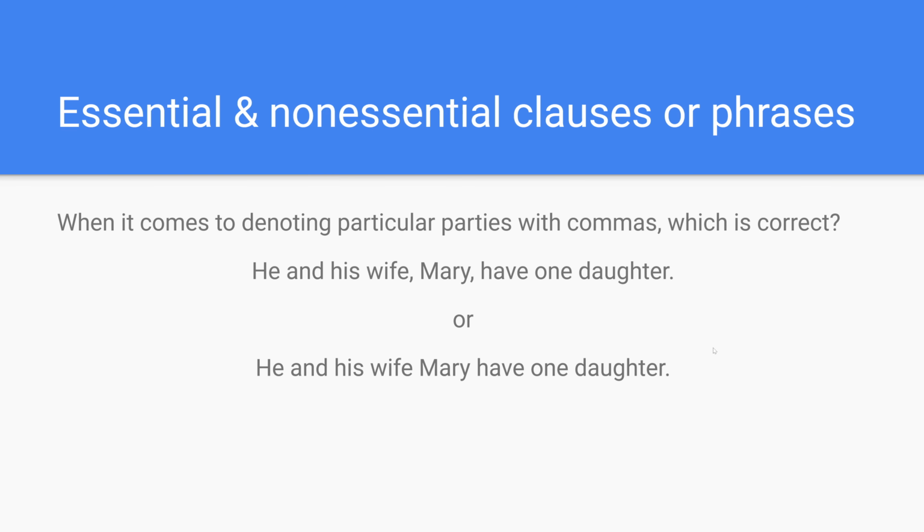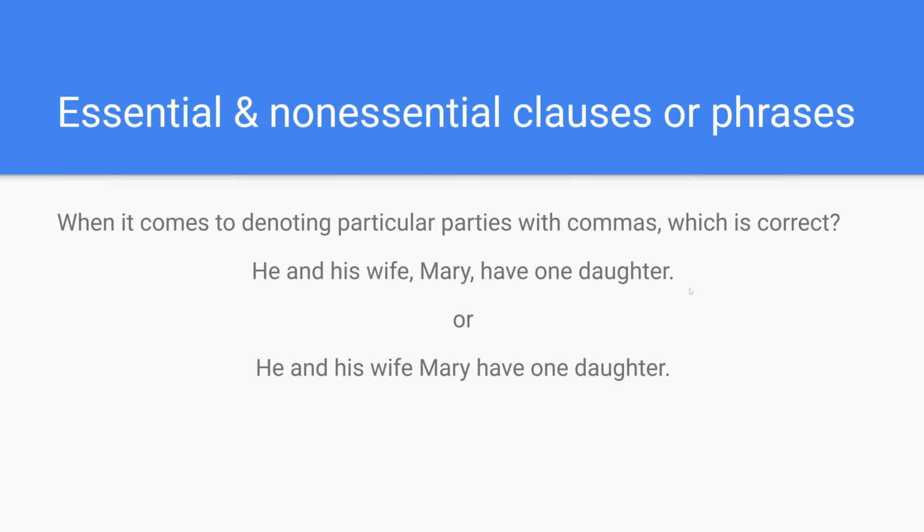Now, here's another one, essential and non-essential clauses or phrases to review. Let's look at the sentence, he and his wife Mary have one daughter. Now, the question here is, does the word Mary, so this person's name, require commas around it or not? So the first version is he and his wife, comma, Mary, comma, have one daughter, period. Or he and his wife Mary, no commas, have one daughter.